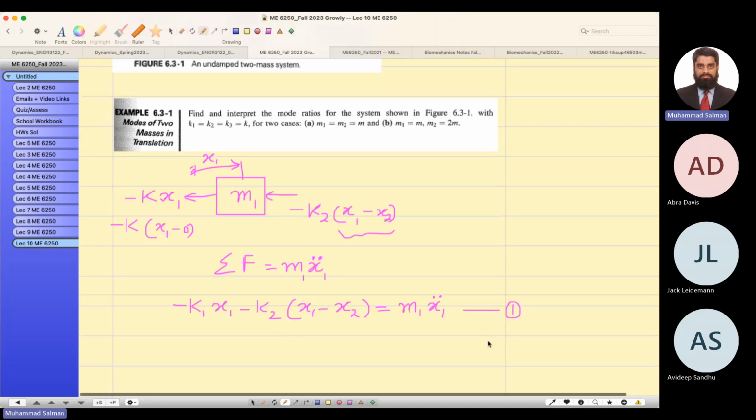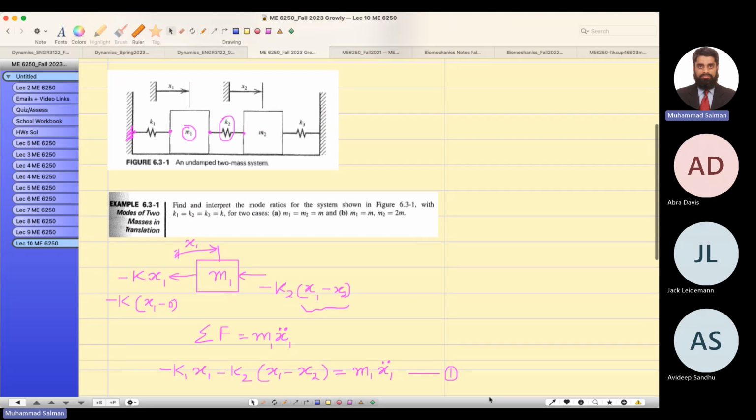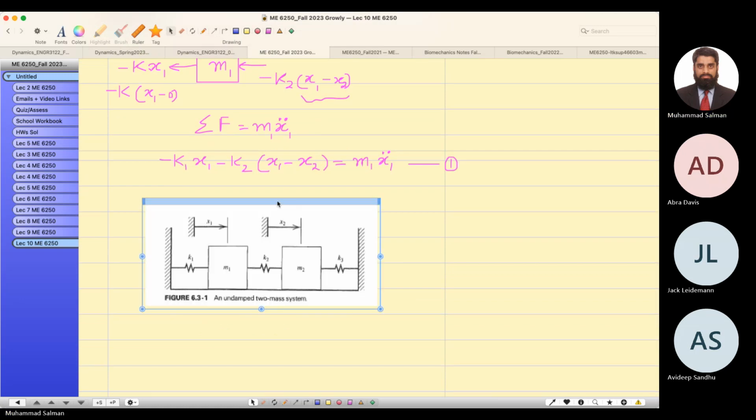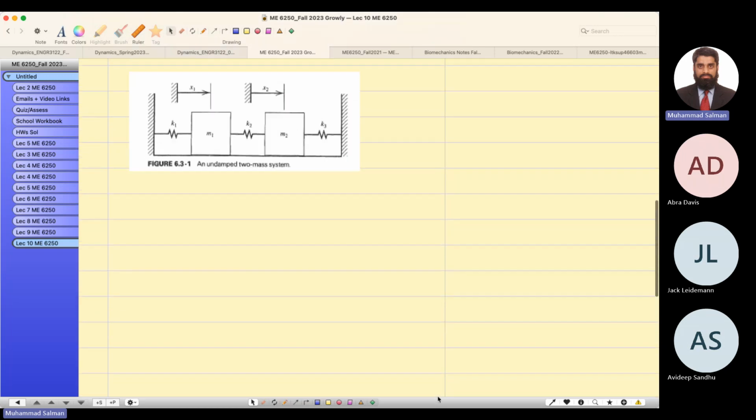What is the equation of motion for mass m2? So I can show you now. Let's take the free body diagram. Let's copy this again over here, and I'm going to show you the free body diagram of the second mass. These are the forces: force due to the spring 3, force due to the spring 2, and this is the degree of freedom x2, mass m2.